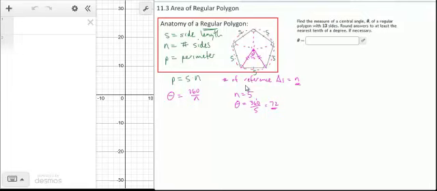All right, so what I want you to do here is see if you can answer this first question. Okay, so this is the central angle of that reference triangle.